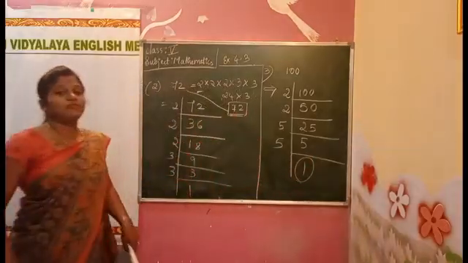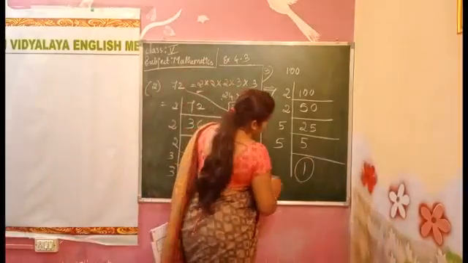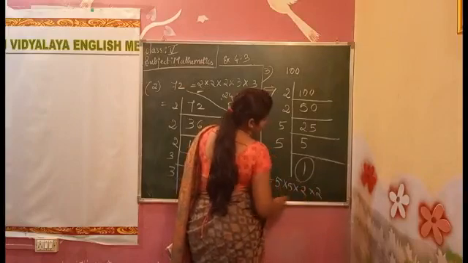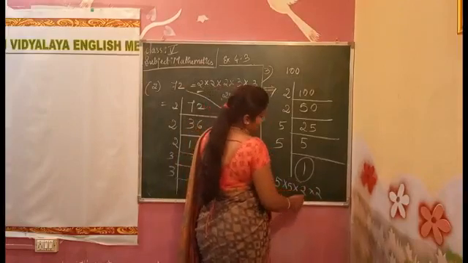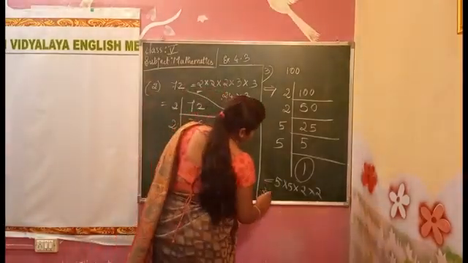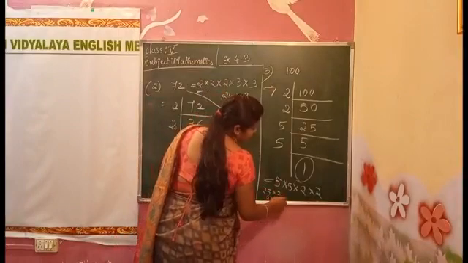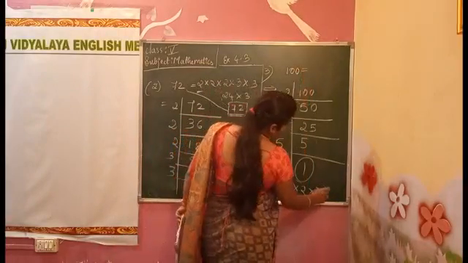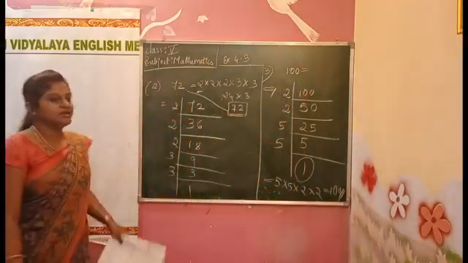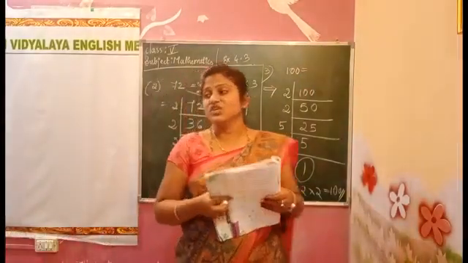When we get the prime factor, we have to stop our division. Now multiply all these. 5 5s are 25. 25 2s are how much, children? 25 2s are 50. 50 2s are 100. We got 100? Yes, we got 100. Like this we have to do the division method, children.